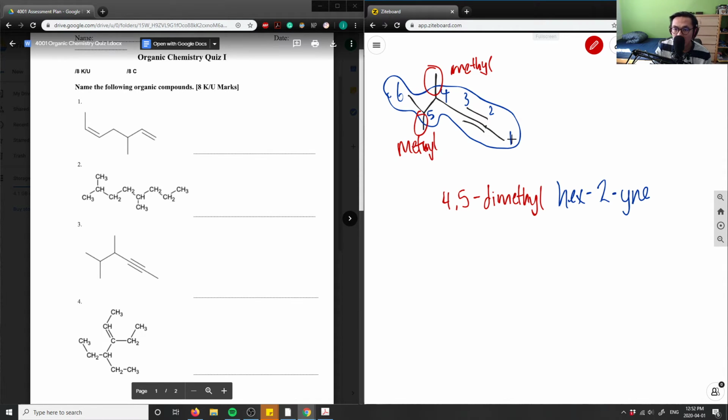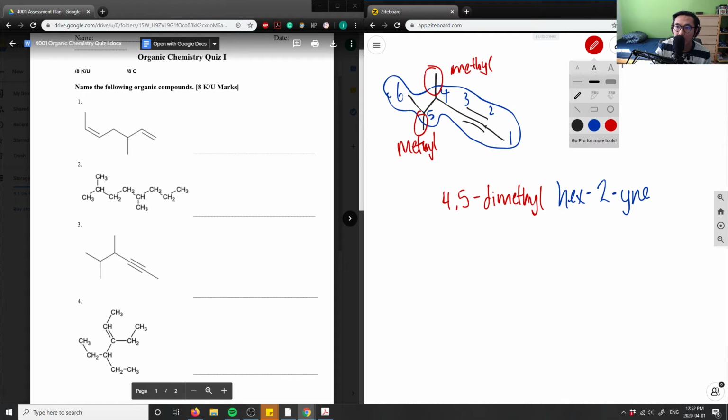So again, we could check 1, 2, 3, 4, 5, 6. 6 carbons is hex. There's a double bond at 2, so it's hex-2-ene. And we have a methyl group at 4 and a methyl group at 5. So it's 4, 5, and then we have to write the di in front of it to indicate the 2 methyl groups in this case.